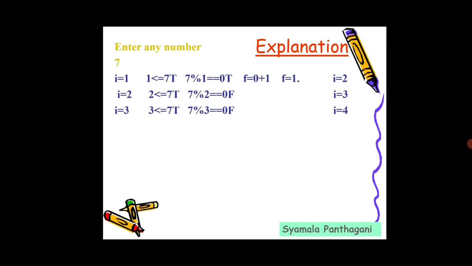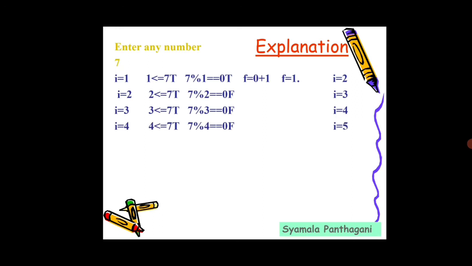The new value of i is 3. 3 is less than or equal to 7. That is true. And the next condition is 7 mod 3 is equal to 0. 3 doesn't divide the number 7. That's why that condition is false. The compiler doesn't increase the value of f and just increases the value of i and goes to the next iteration with the new value of i.